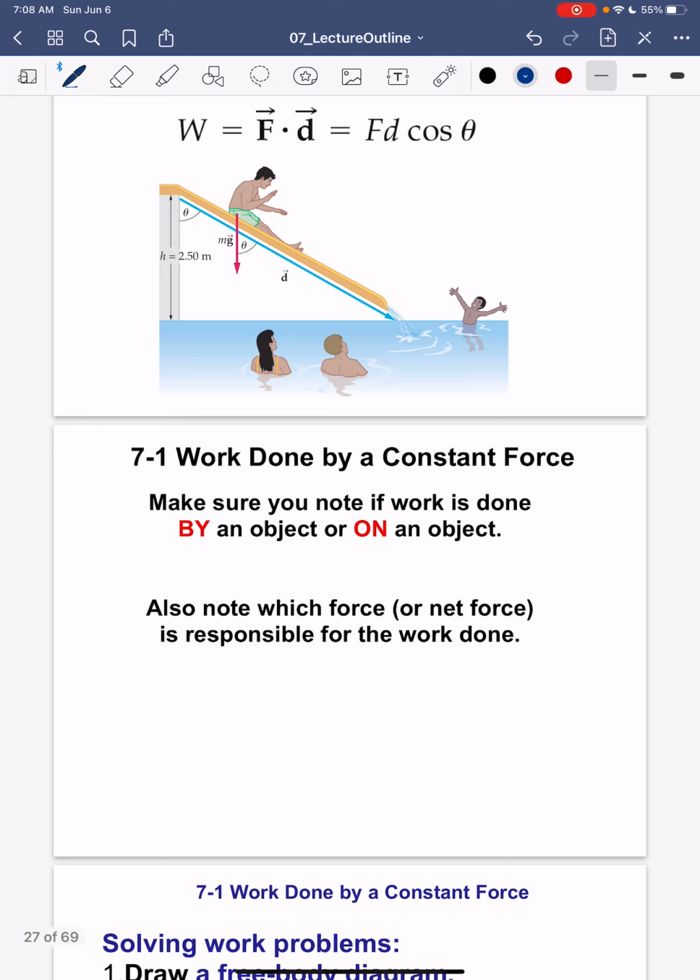Now, also something that you need to pay attention to is the differentiation between work done by the object or on the object. Make sure you note if work is done by an object or on an object, and also note which force or net force is responsible for the work done. Of course that relates every work, the force, to the displacement and the angle between the two.